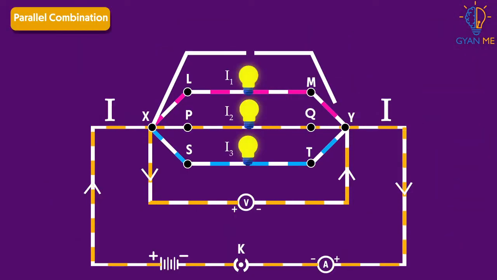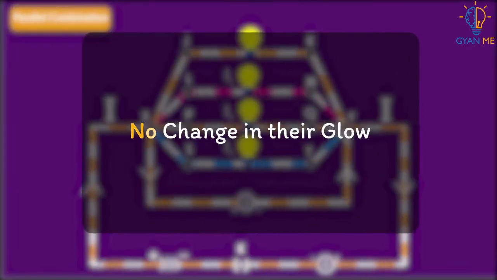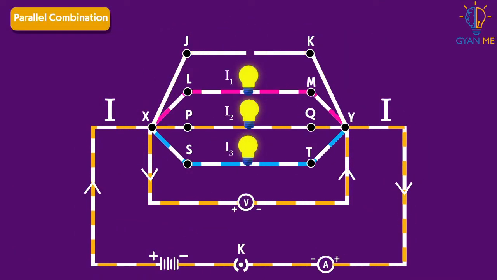Thus, the total current will divide amongst 3 branches. If we add more bulbs in the circuit, even then there is no change in their glow. While if we remove a bulb from the circuit, both the remaining bulbs still keep glowing.